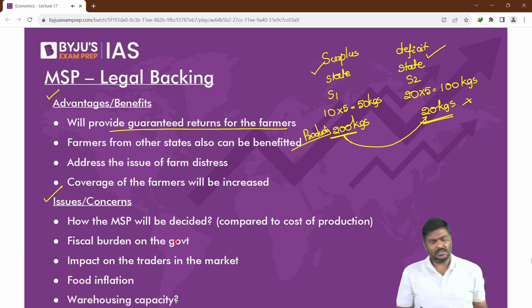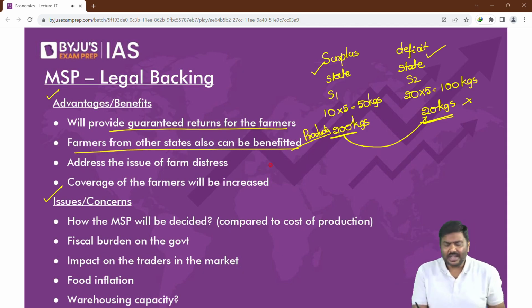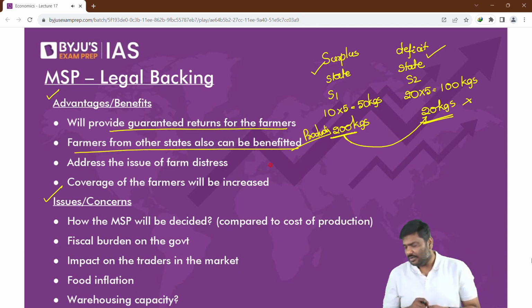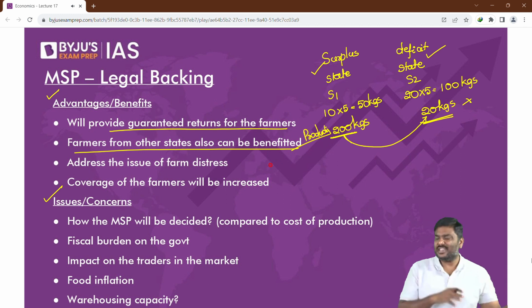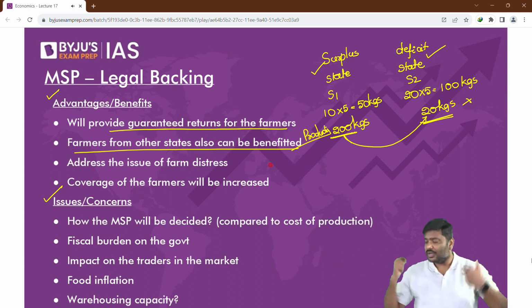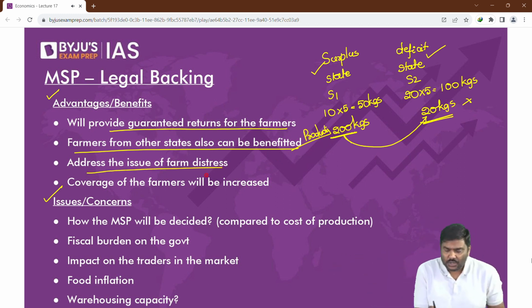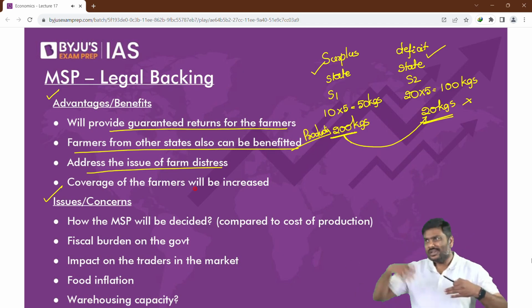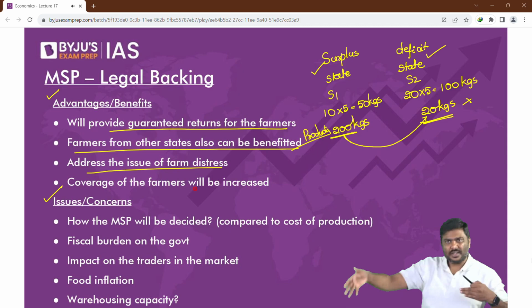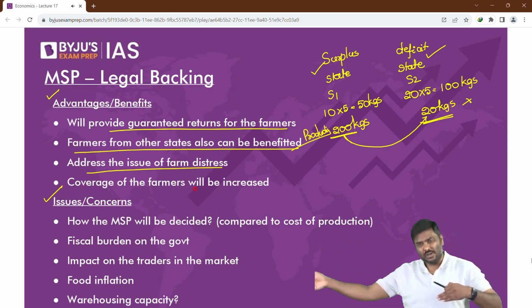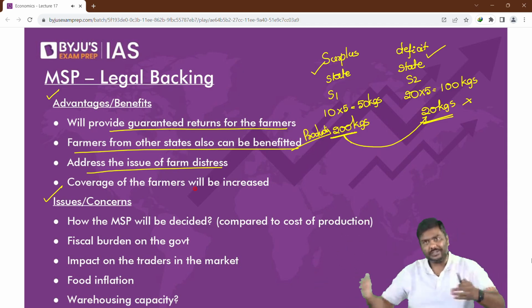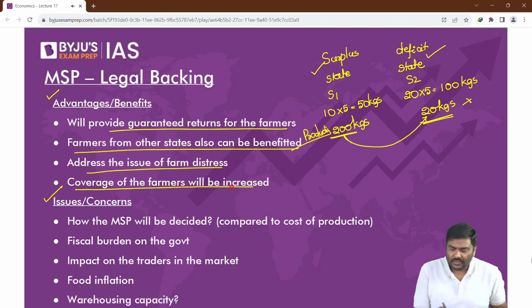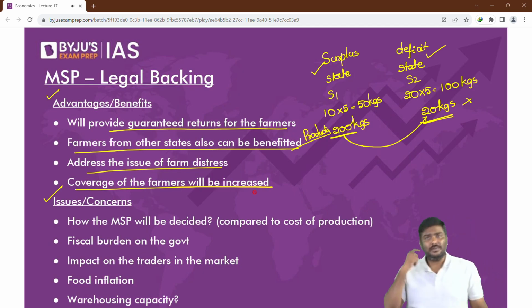It will provide guaranteed returns to the farmers irrespective of the market price. Farmers from other states will also get the benefit now. Rather than being focused only on the surplus state, all the states will be focused now. It will address the issue of farmer distress. Lot of farmers are taking loans and cultivating. Market prices have crashed. They will take another loan and fall into a lot of debt.